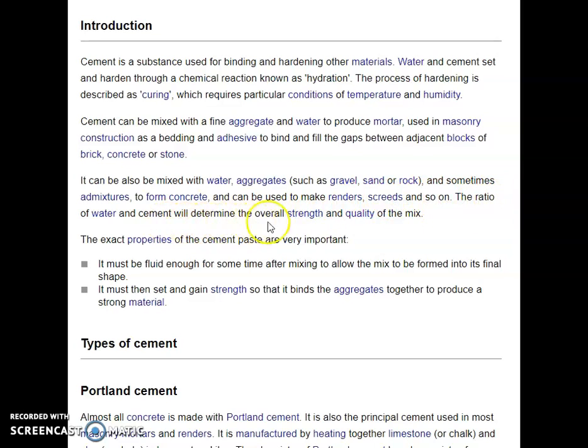Ratio of water to cement will determine the overall strength and quality of the mix. The exact property of cement paste are very important. It must be fluid for some time after mixing to allow the mix to be formed into its final shape, so that as soon as you mix water to cement, it should give some time for the mason to pour it in the right formwork. It should not set too fast also. At the same time, it should not be too slow also. It must then set and gain strength so that it binds the aggregates together to produce a strong material.